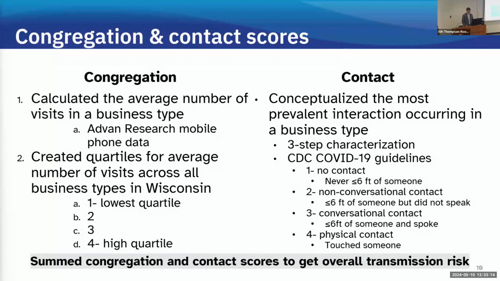Just to provide an example, if there are 4 businesses in a tract, so 2 of business A, 1 of B, and 1 of C, and the transmission scores for those businesses based on the congregation and contact for A were 7, B 3, and C 5.